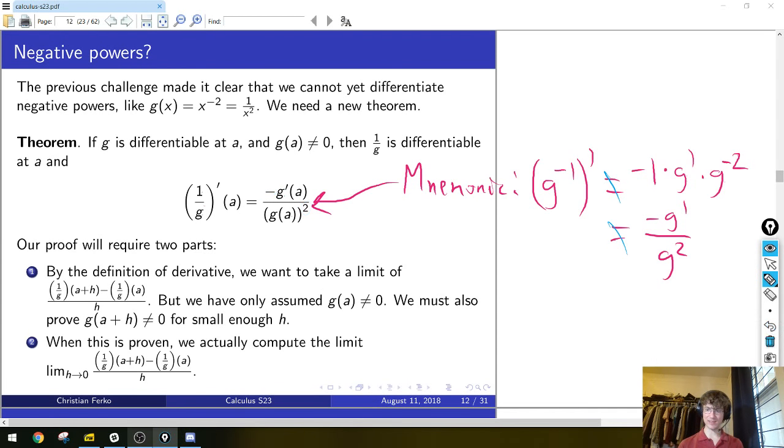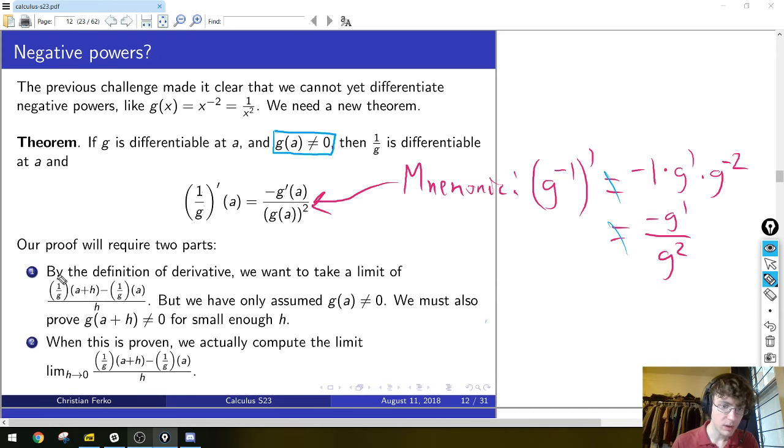I mean, the mnemonic isn't a proof. So the proof will, of course, use the definition of the derivative. So the proof will need 2 parts. The first part is covering our asses to make sure everything is well defined, because we have made the assumption that g is not 0 at a. So we are allowed to divide by g of a without problems, because we know g of a is non-zero. We're always afraid about dividing by 0.